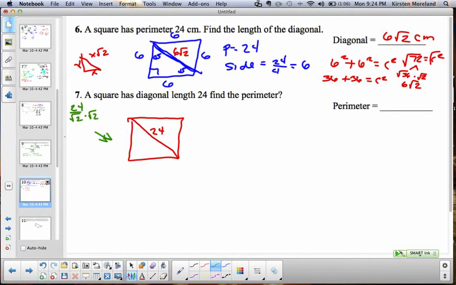Can't leave my answer like that, so I'm going to times by square root of 2 on top and bottom. So I get 24 square root of 2 divided by 2. Again, 24 divided by 2 is 12, so I'm left with 12 square root of 2. So each one of these sides is 12 square root of 2.